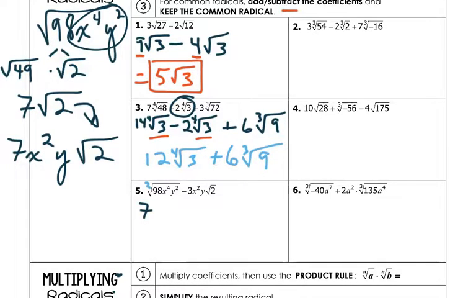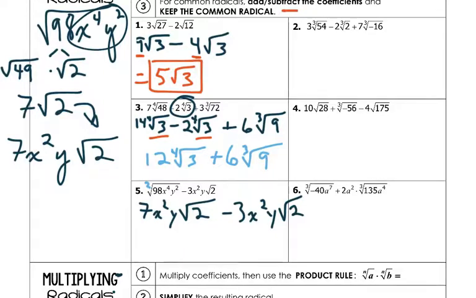Sorry, it's not at all what I was supposed to do. X squared y times the square root of 2 minus 3x squared y square root of 2. Now, let me ask you this question. Do we have like terms? We sure do. We do have like terms.